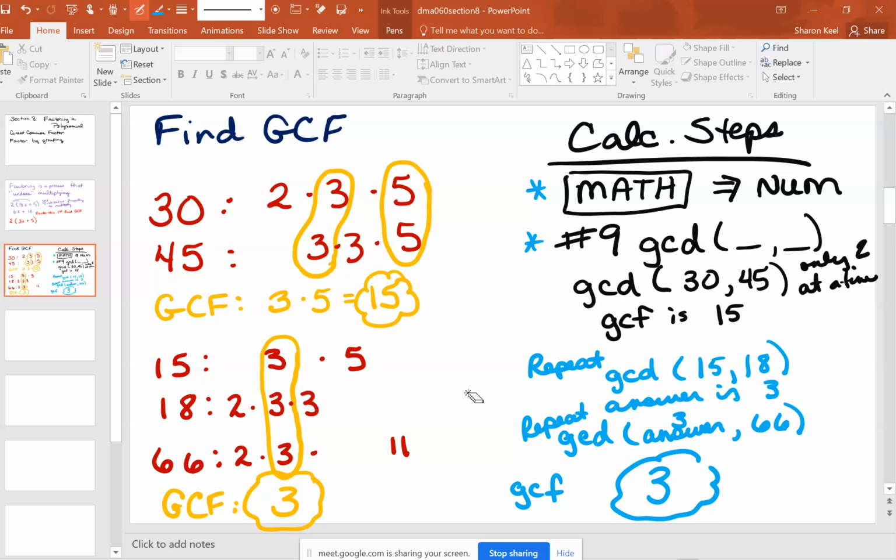You're not always going to have just numerals, but when you do have numerals, please, by all means, use your calculator. These are going to sometimes be really large numbers, and you don't want to have to go through the tedious process of factoring everything. This will give you the correct answer every time, so use those calculator steps.